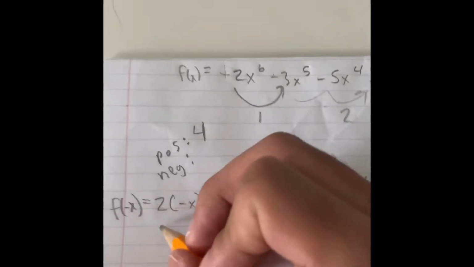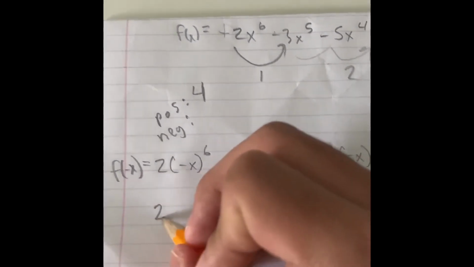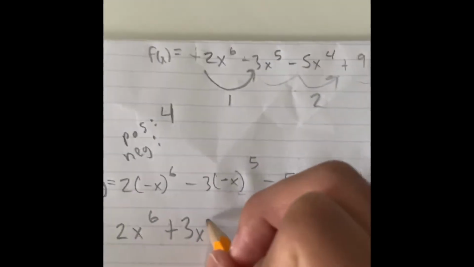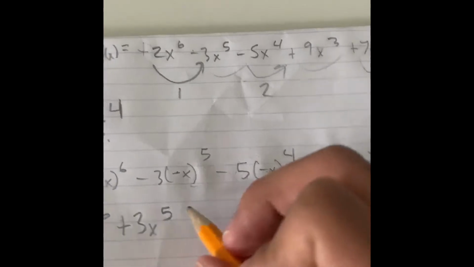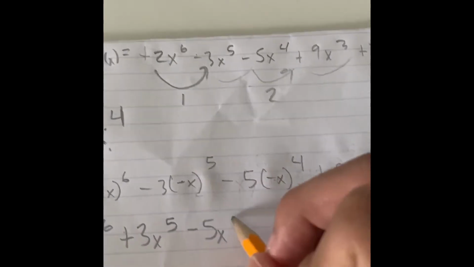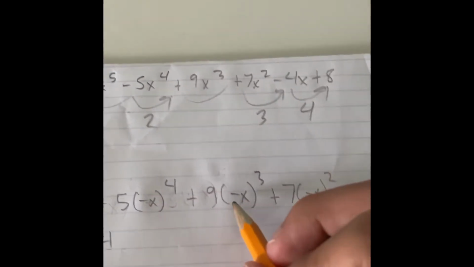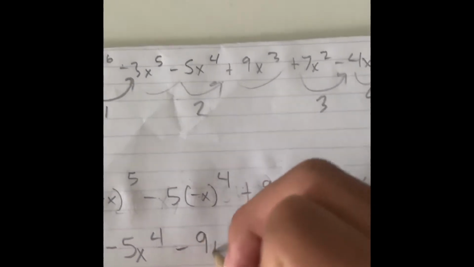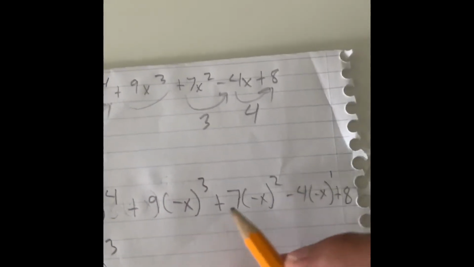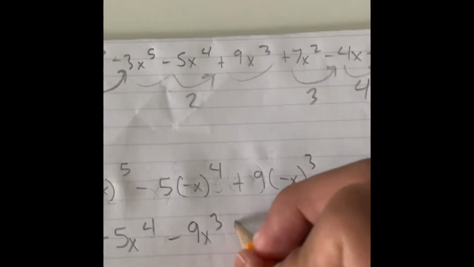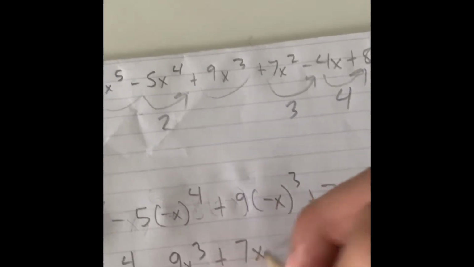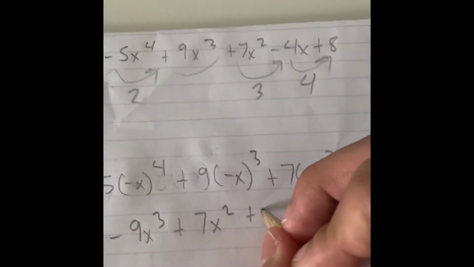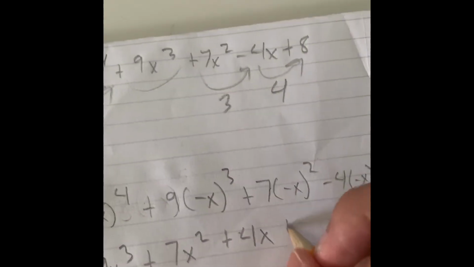So now let's do it. We know this doesn't change, so it's still just 2x to the 6th. It's odd, so now it changes to +3x to the 5th. And then this is even, so it just stays the same, -5x to the 4th. This is odd, so it's -9x cubed. Even, so it stays the same, 7x squared. It's odd, so it's going to become +4x. And then plus 8, there's no variable.